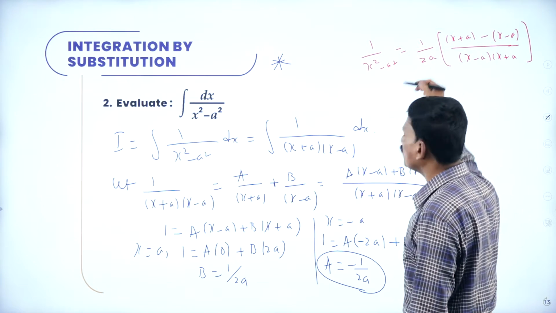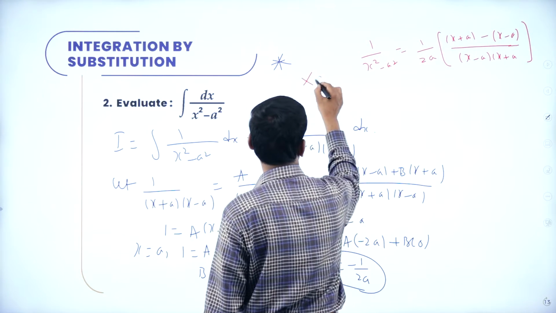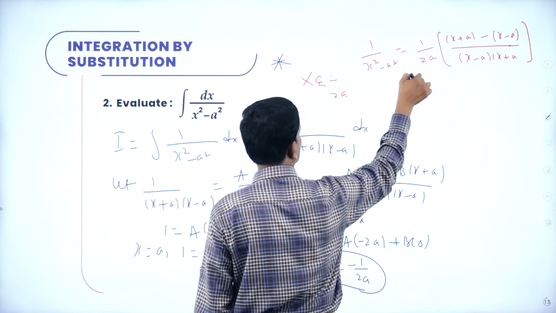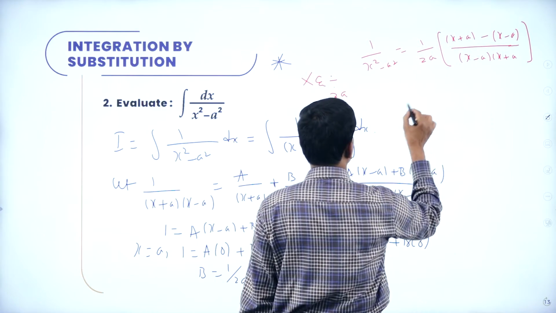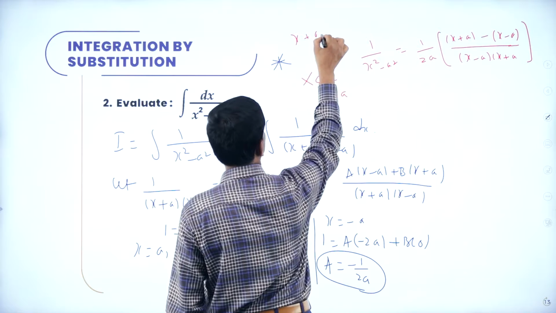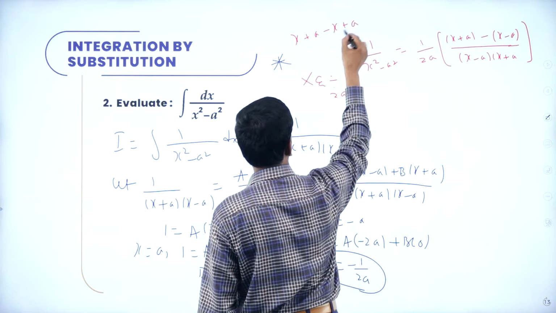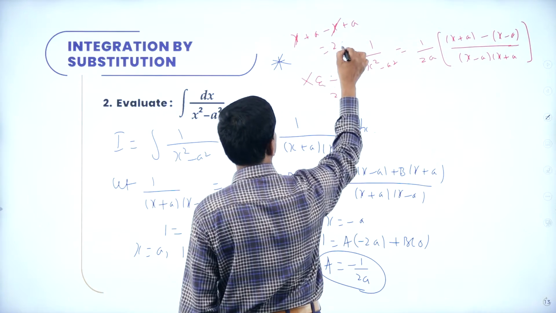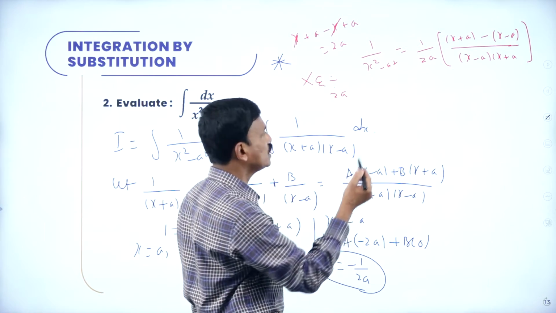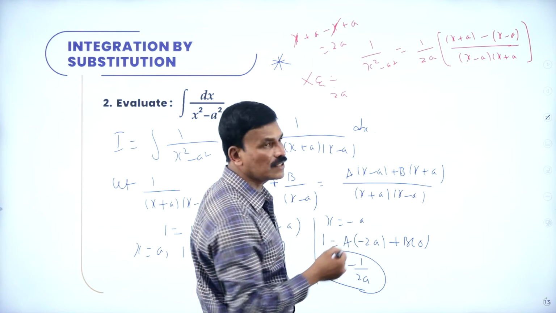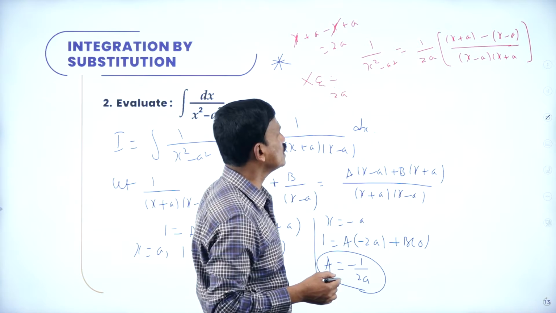That means multiply and divide by 2a. If you multiply and divide by 2a, 1 over 2a into c here, what happens here? x plus a minus (x minus a). Minus x plus x gets cancelled, you will get 2a. So 2a gets cancelled. So you can write 1 over 2a times (x plus a minus x minus a).